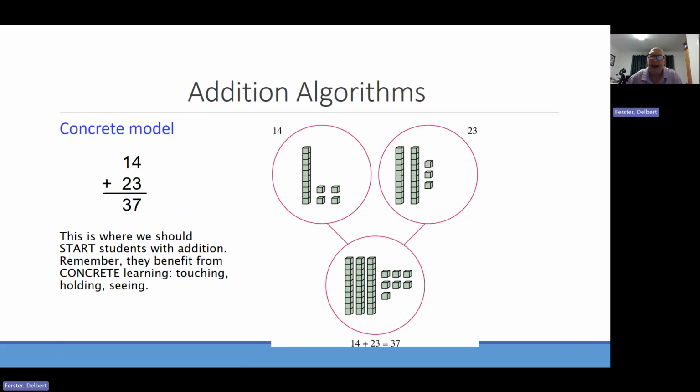Again, the advantage for kids, they can see it, they can move it, they can touch it, they can hold it. It's not some concept that is totally foreign. The idea of carrying and borrowing that we're going to come up shortly is problematic for kids. Here, it's real. They can actually say, oh, cool, I put them all together and I see that I have 3 sticks and I have 7 little nubs.